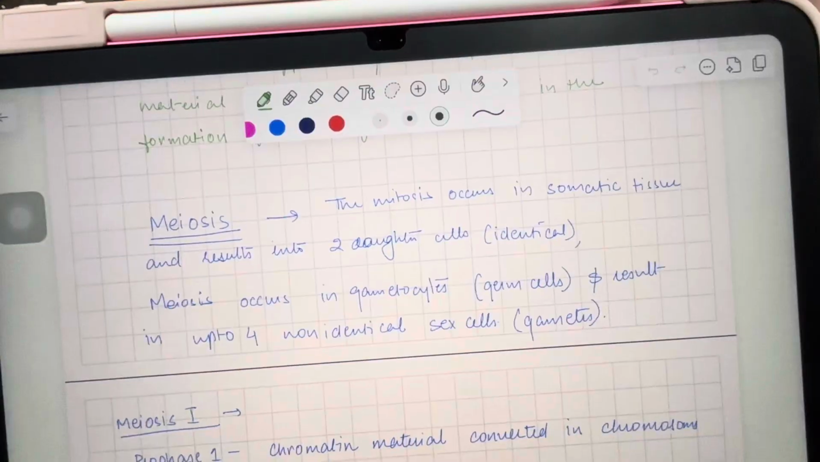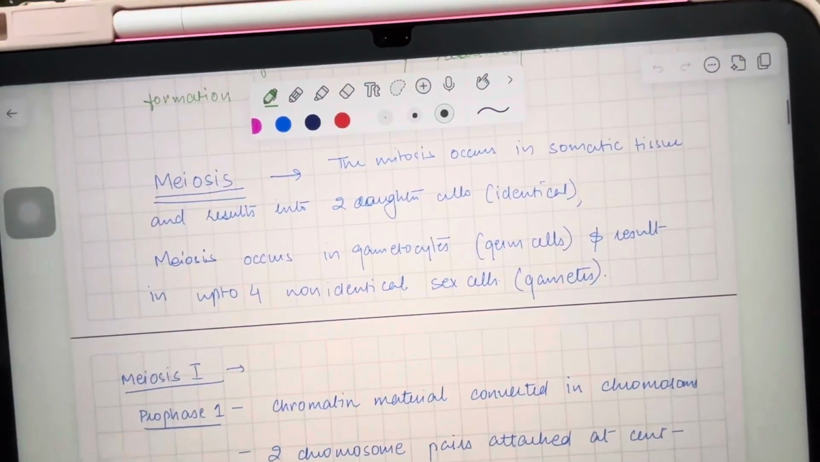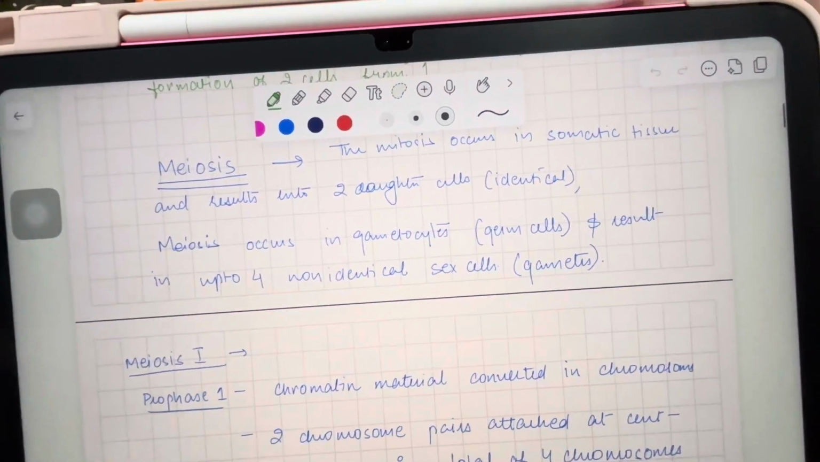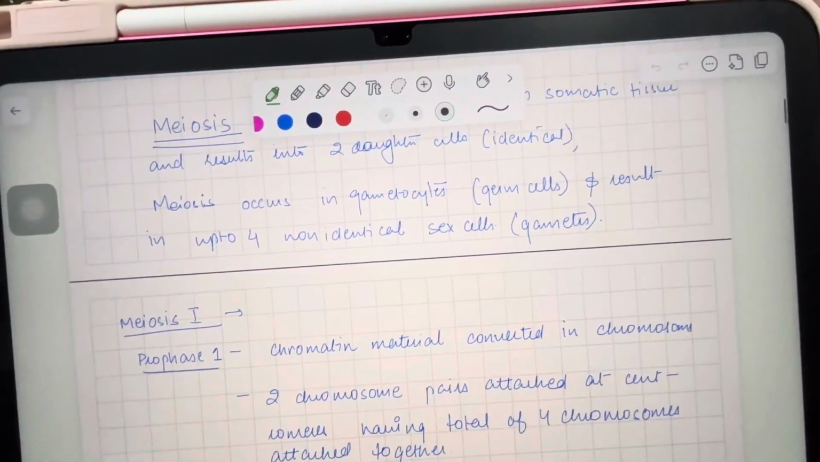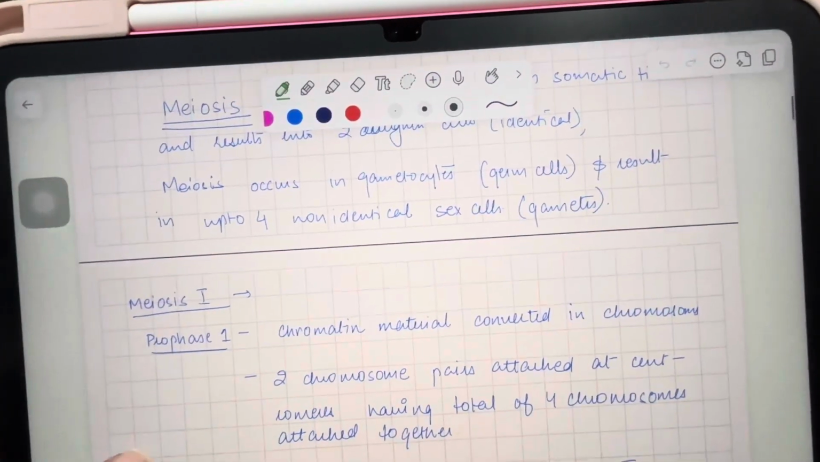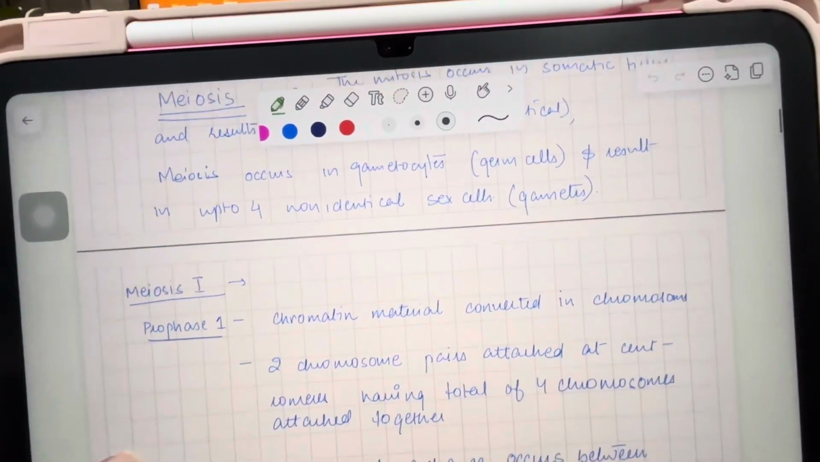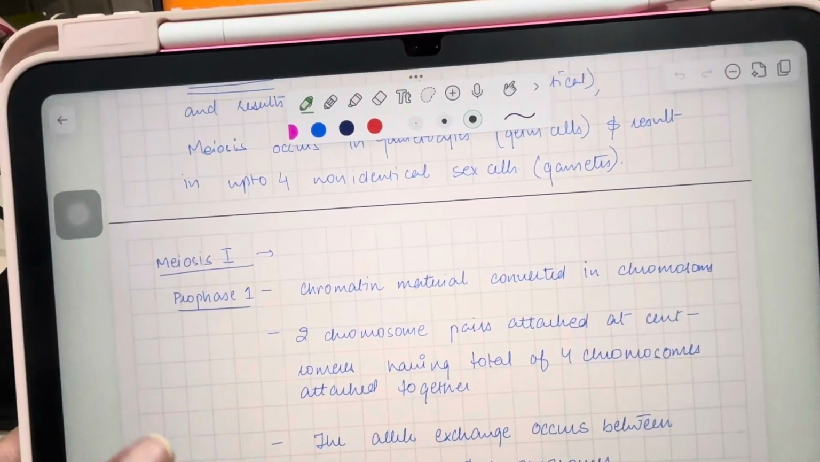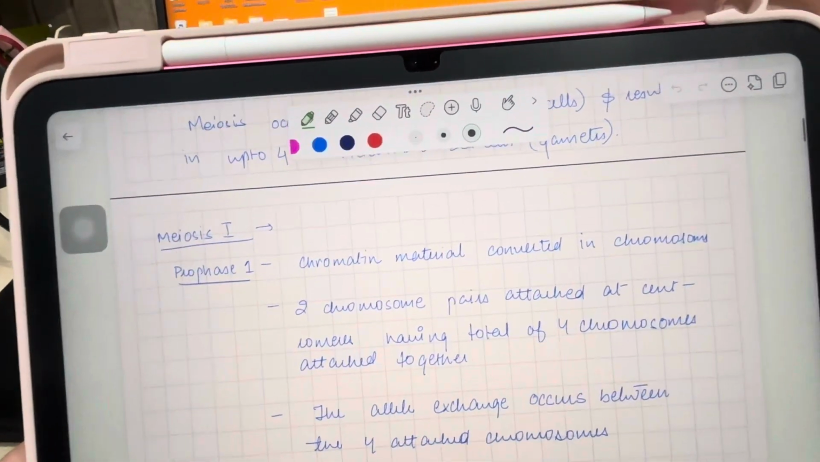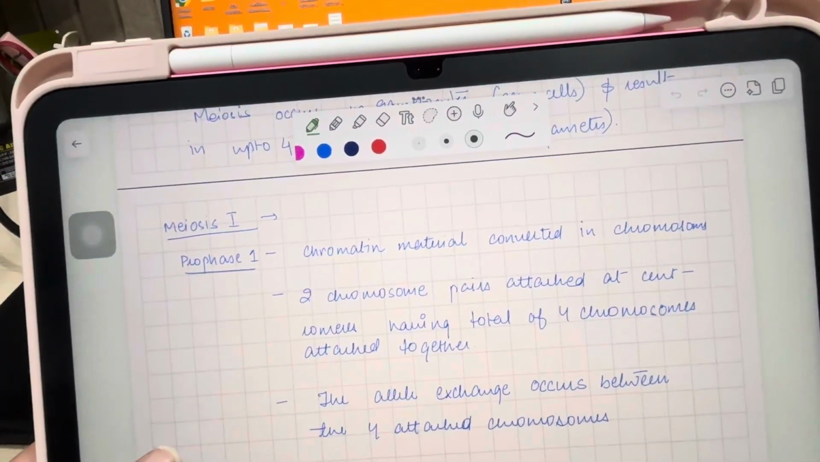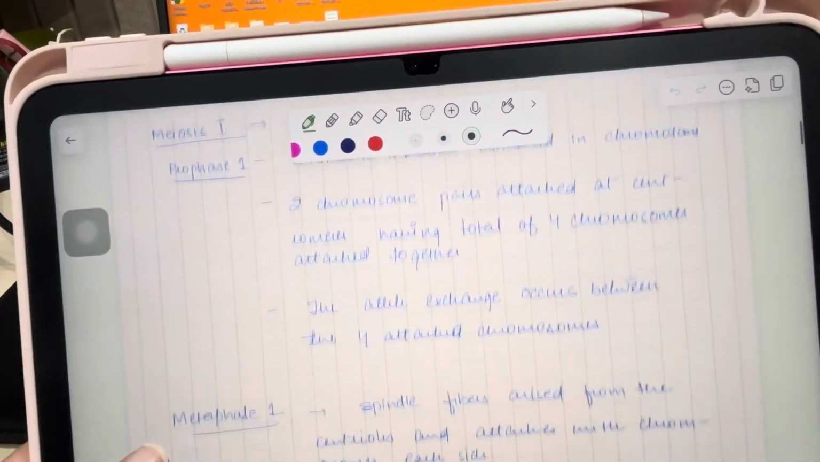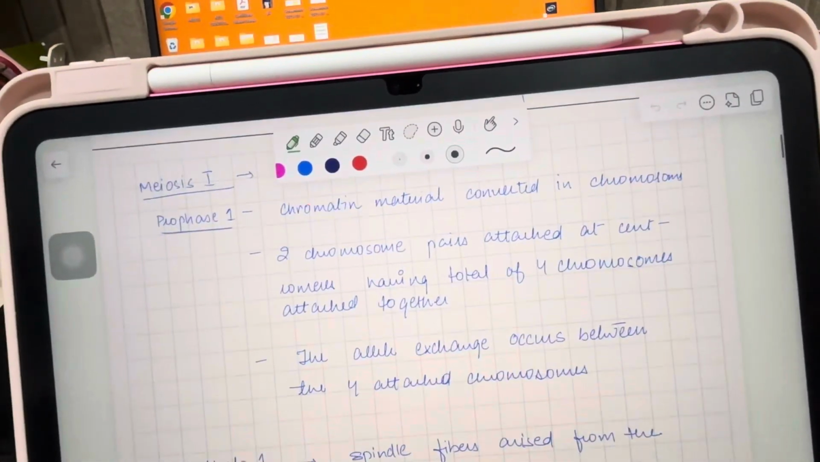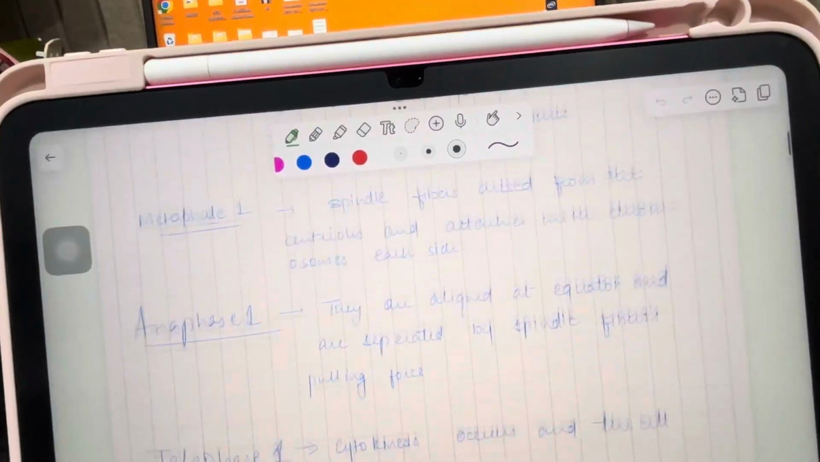Mitosis occurs in somatic tissue and results in two daughter cells which are identical. But meiosis usually occurs in gametocyte germ cells, and this results in up to 4 non-identical sex cells, which are known as gametes. Meiosis happens in two phases, which has prophase 1, metaphase 1, anaphase 1, telophase 1, same as prophase 2, metaphase 2, anaphase 2, telophase 2.